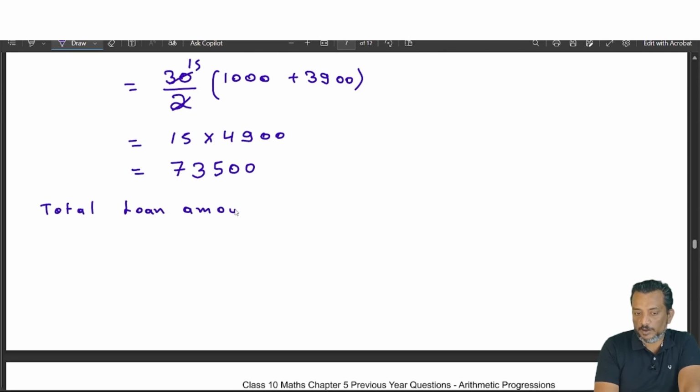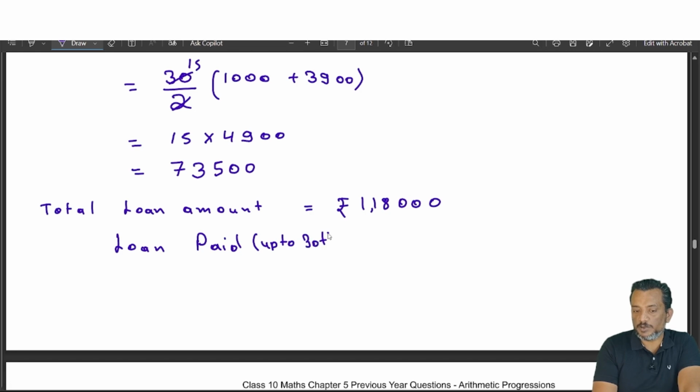The total loan amount is 1,18,000. Okay, and loan paid up to the 30th installment. So that is how much? Rupees 73,500. So now we can say after the 30th installment how much to pay?